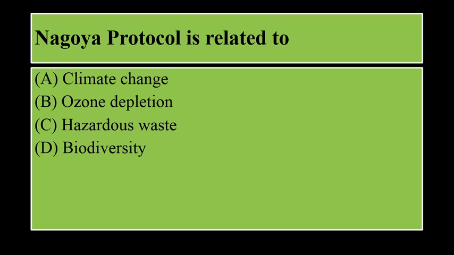Nagoya Protocol is related to climate change, ozone depletion, hazardous waste or biodiversity. So Nagoya Protocol is basically related to biodiversity, which is option D.